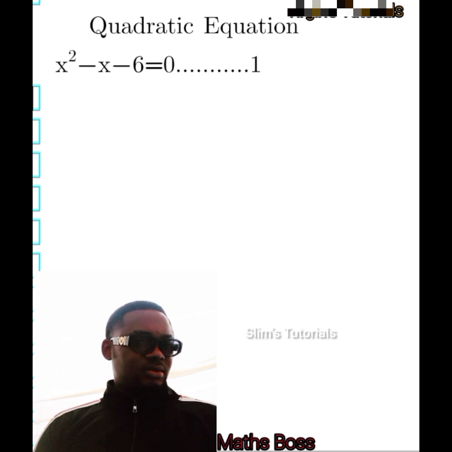And those factors are what? Minus 3 and 2, because minus 3 times 2 is minus 6, and minus 3 plus 2 is simply minus 1. So now we have x raised to the power 2, then minus 3x, then plus 2x, then minus 6 to be equal to what? 0. So do you see it?